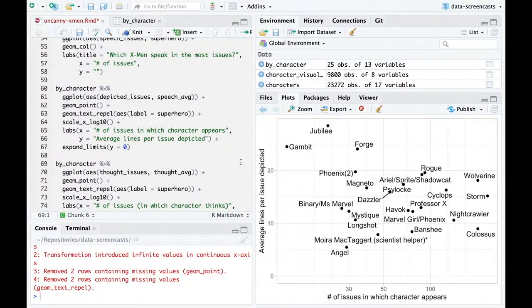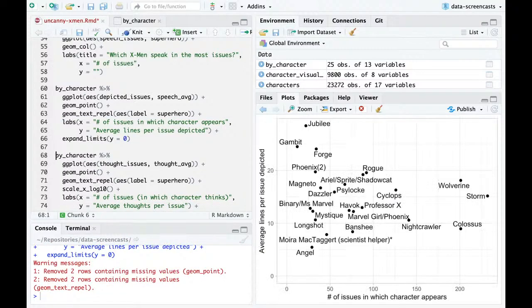I like this a little more. It makes it a little more clear that Gambit and Jubilee stand out, they don't appear a lot, but I'm going to maybe drop this log scale. Okay, I dropped the log scale. I like this a bit more. Okay, this looks pretty clear to me. Jubilee and Gambit don't appear a lot, but speak a lot. Wolverine and Storm appear a lot and speak a lot. And Colossus and Nightcrawler a little bit less. Okay, this feels a little bit better to me.